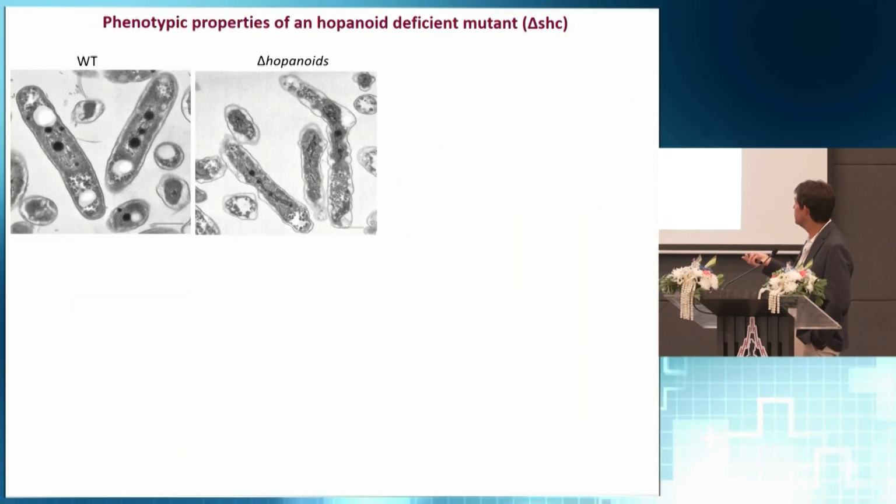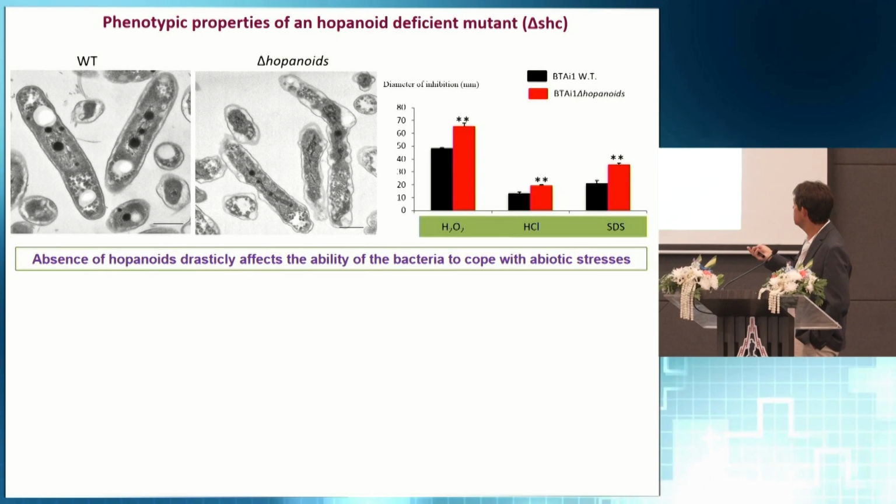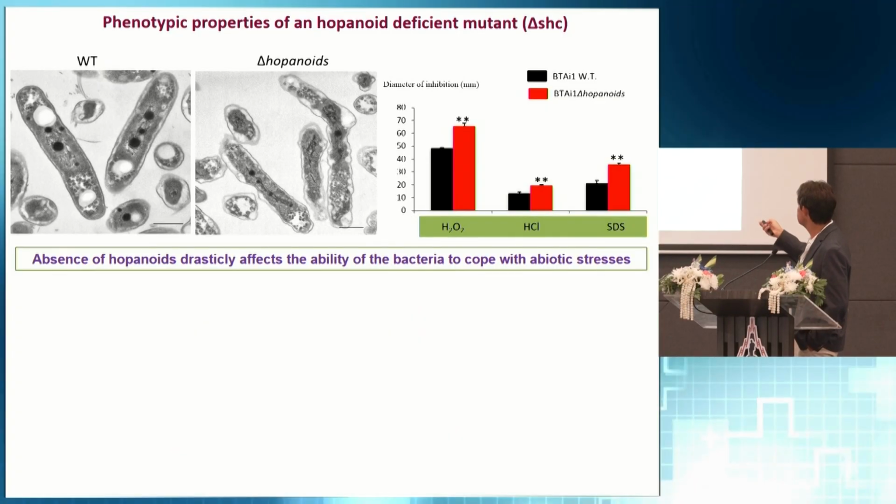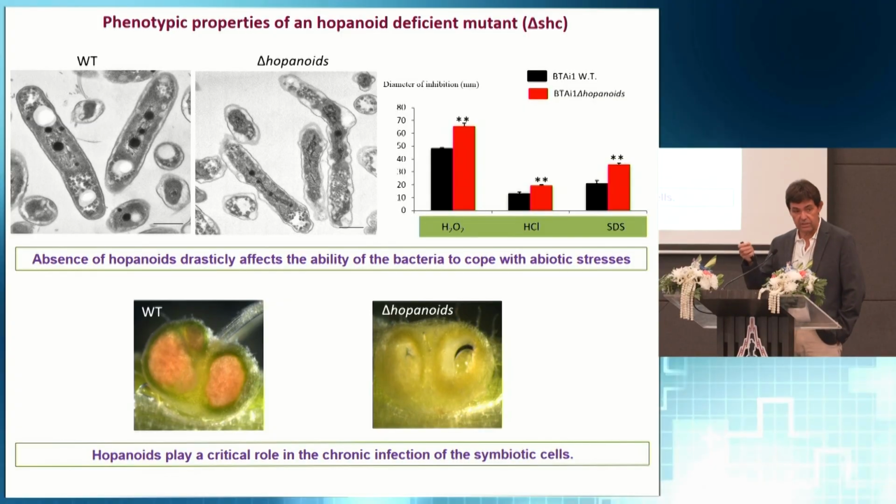We can observe here, for example, that the ultrastructure of a mutant strain that cannot produce hopanoid is strongly altered in comparison to the wild-type strain. And it appears that the same mutant is also affected in its ability to cope with various abiotic stresses, such as acid stress or detergent stress. In addition, the mutant can form nodules, but it cannot maintain a chronic infection because inside the nodules there are a lot of different biotic stresses.